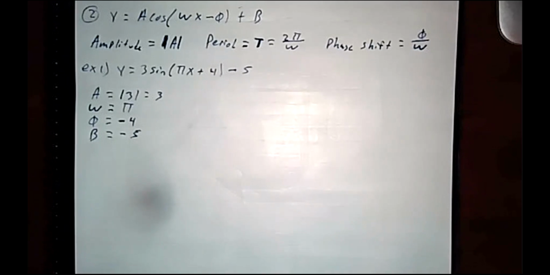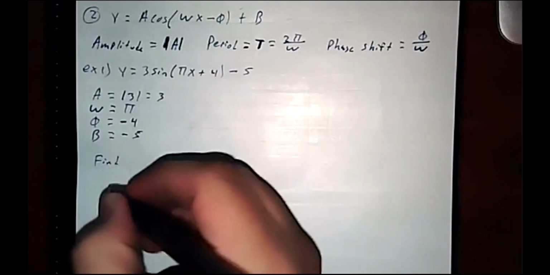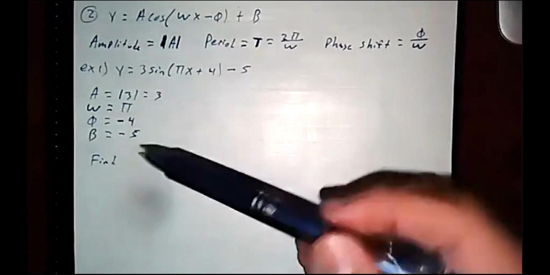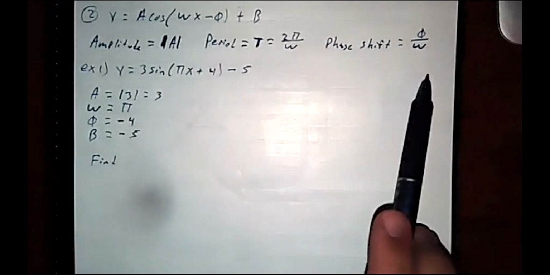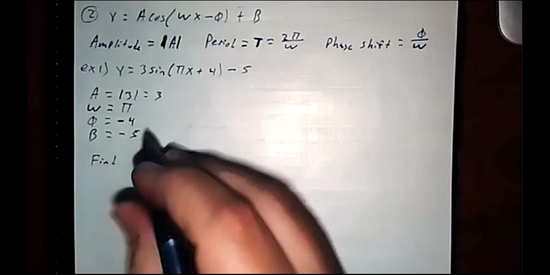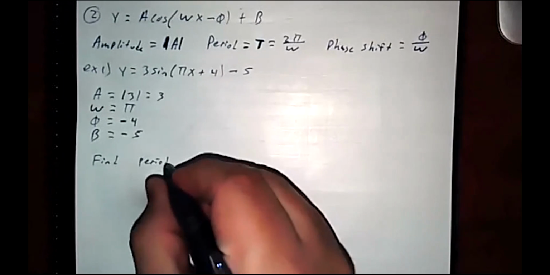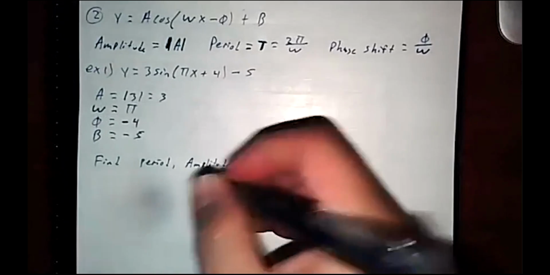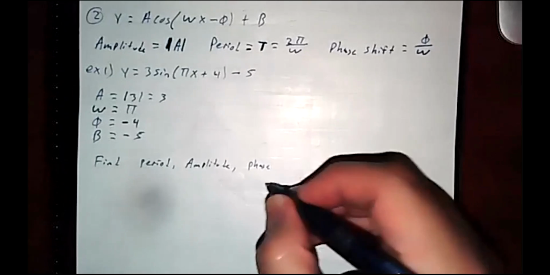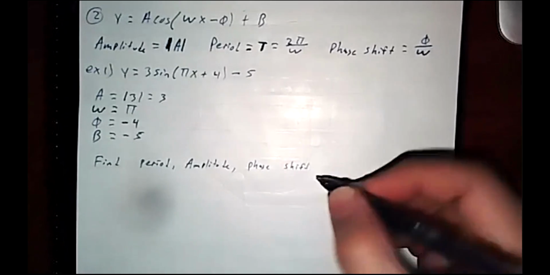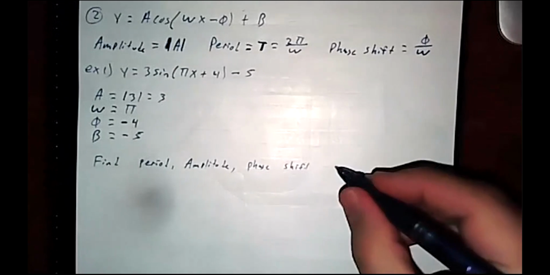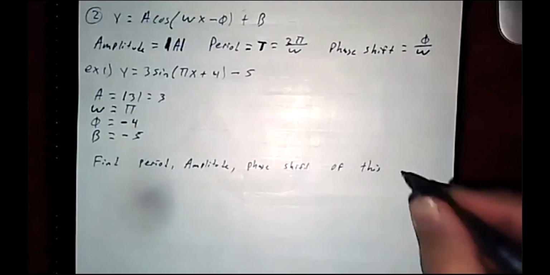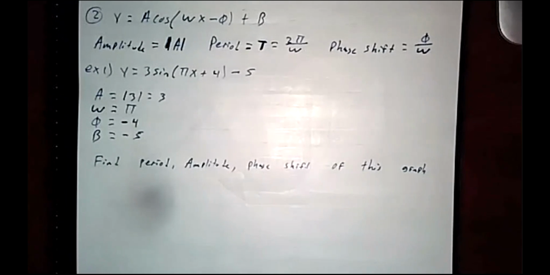Okay. So once we write all that down, we should be able to find the period, amplitude, phase shift, etc. So I suggest when you do these homework problems, write all this down first and then go and use these formulas up here. Okay. Find the period, amplitude, which we already have, phase shift, of this graph. There we go.